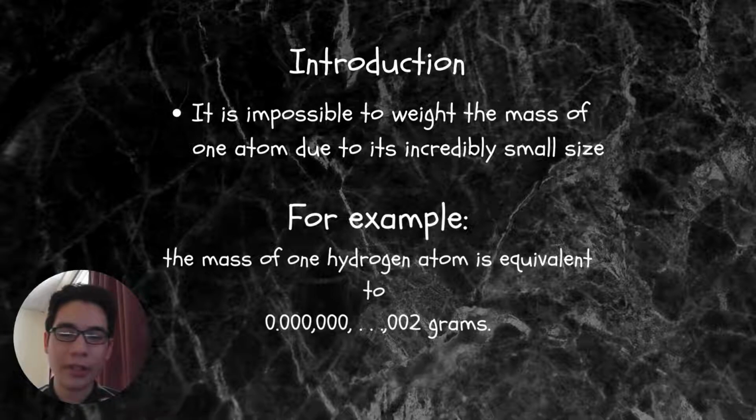Before we go in depth about relative atomic mass, here's a little introduction for you. We all know that atoms, molecules, ions, and any other particles are incredibly small, and because they have incredibly small size, they have incredibly small mass, making it difficult to measure them, especially in grams. For example, the mass of one hydrogen atom is equivalent to 0.0000000, etc., until it ends with 0.002 grams. That's how insanely small the number is when we measure in grams, our familiar unit.